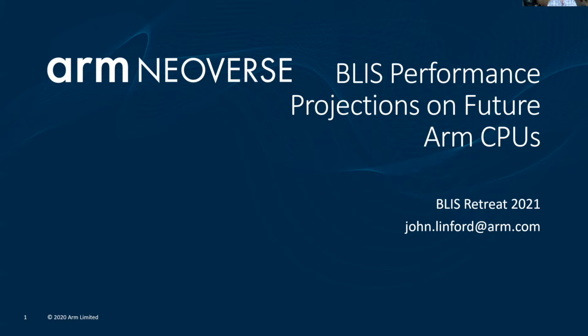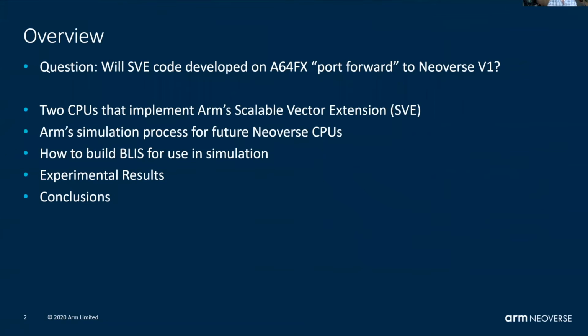I'm going to show some performance projections on future ARM CPUs, specifically the Neoverse V1 CPU, and look at the performance of Bliss kernels on that platform, and then as a reference point, show some of the performance from the Fujitsu A64FX. So the question I'm trying to answer is, will SVE code developed on A64FX port forward to the Neoverse V1?